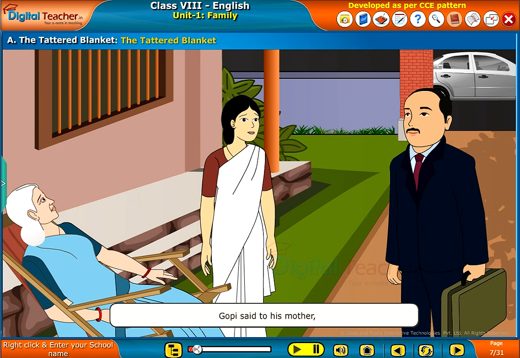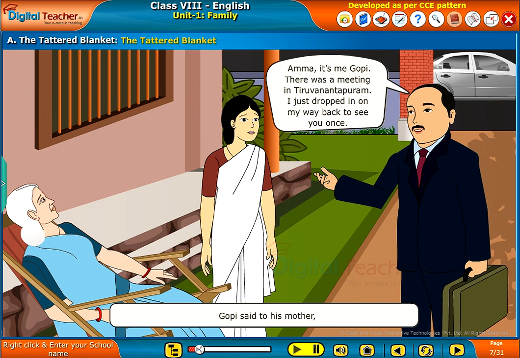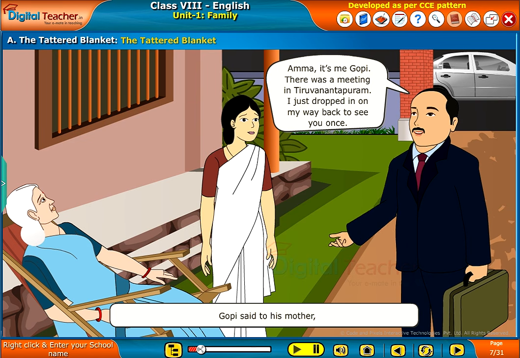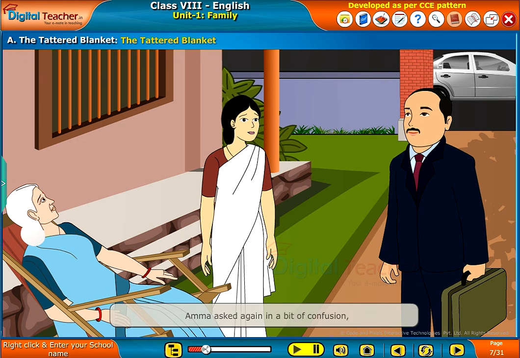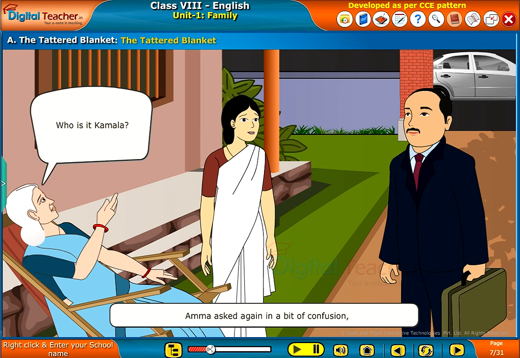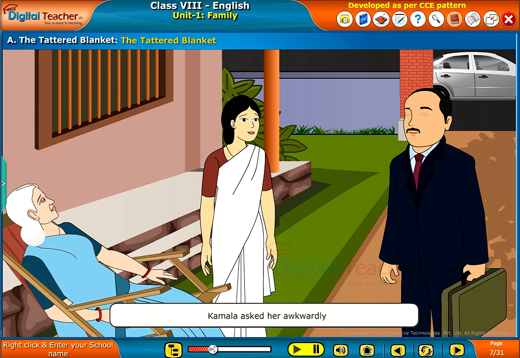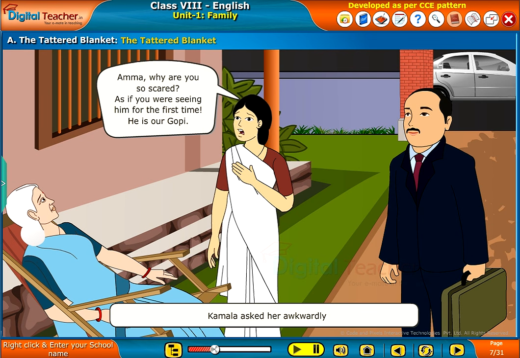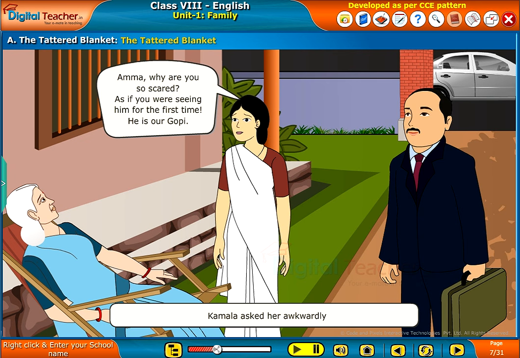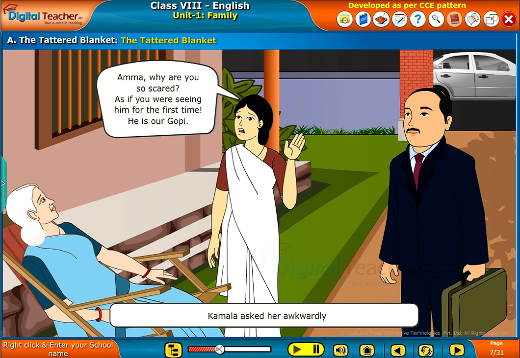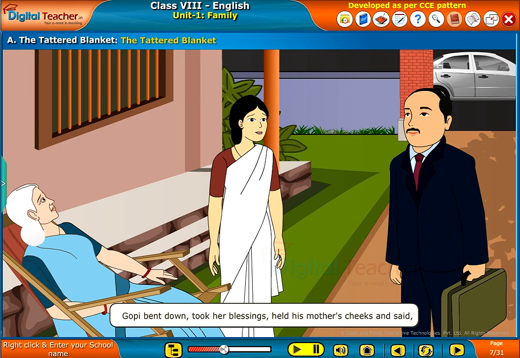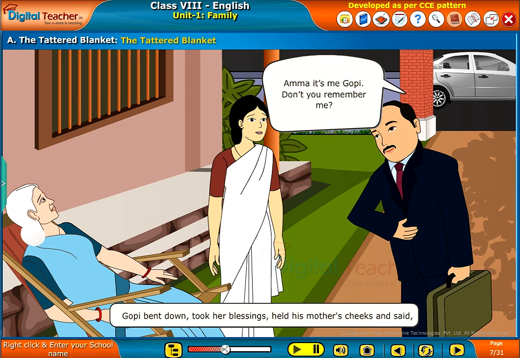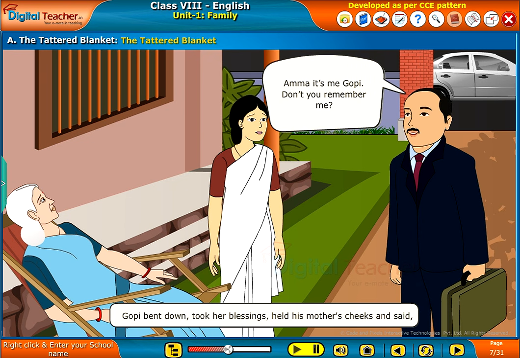Gopi said to his mother, Amma, it's me Gopi. There was a meeting in Tiruvananthapuram. I just dropped in on my way back to see you once. Amma asked again in a bit of confusion. Who is it, Kamla? Kamala asked her awkwardly. Amma, why are you so scared? As if you were seeing him for the first time. He is our Gopi. Gopi bent down, took her blessings, held his mother's cheeks and said, Amma, it's me Gopi. Don't you remember me?